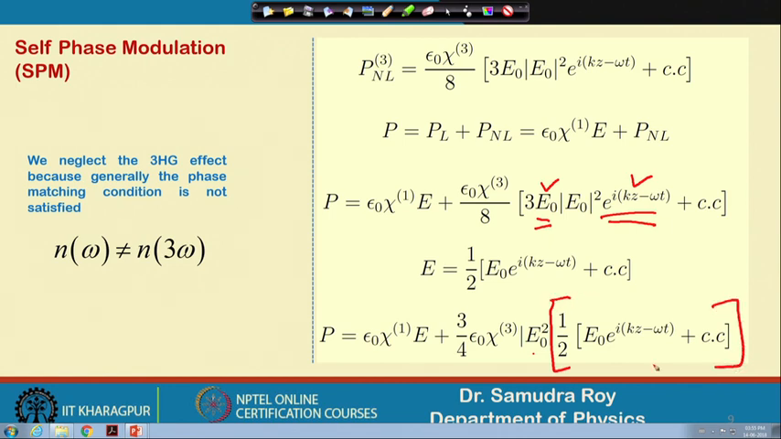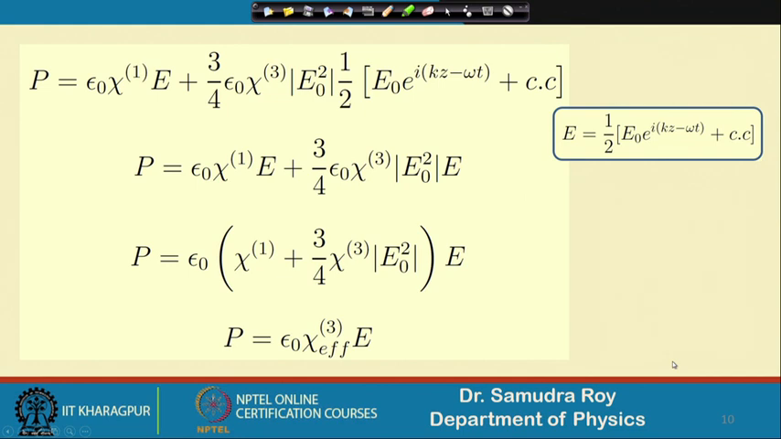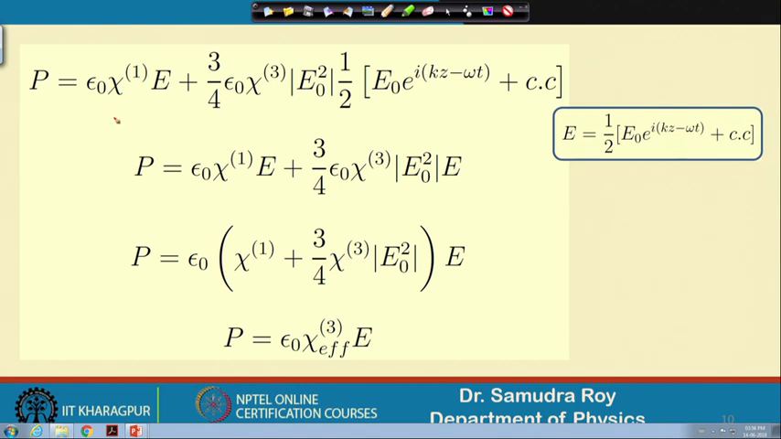I write it separately to show that this is nothing but my total E. Mind it, total E is a total electric field. This total electric field now has an amplitude term and a phase term. I just write amplitude and phase and complex conjugate together with a half. Then this term becomes E. When this term becomes E, then I can now write my polarization in a different way. So, polarization is now epsilon 0 chi 1 E, 3 by 4 epsilon 0 chi 3 mod of E 0 square, half of these things which we have.